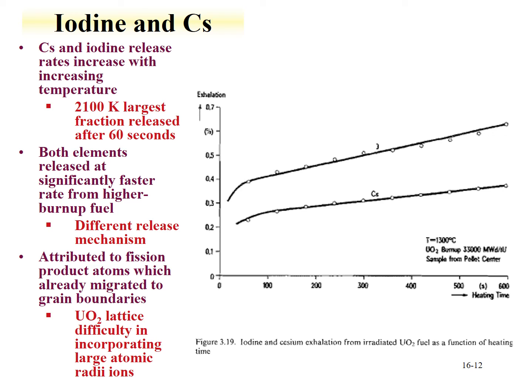And some of this behavior, also at higher burnup, is attributed to the fission products migrating towards the grain boundaries. We already discussed that the fission products themselves travel a distance on the equivalent of a fuel grain boundary, so they don't have to release themselves from the matrix of the fuel. They just migrate from the grain boundaries. And also, depending upon the fission products that are produced, the UO2 lattice may not be suitable for solubilizing larger atomic radii ions. So we could get different phase formation in the fuel.